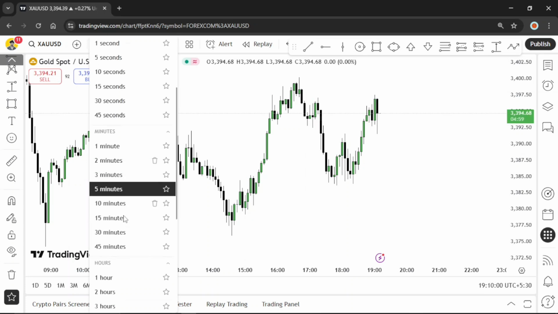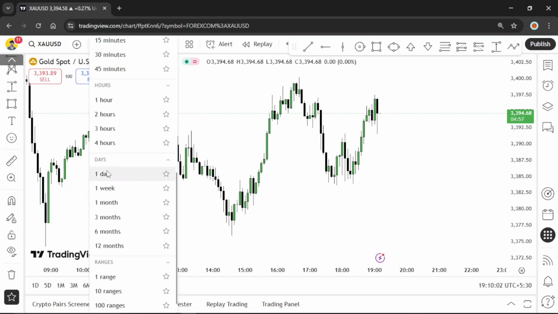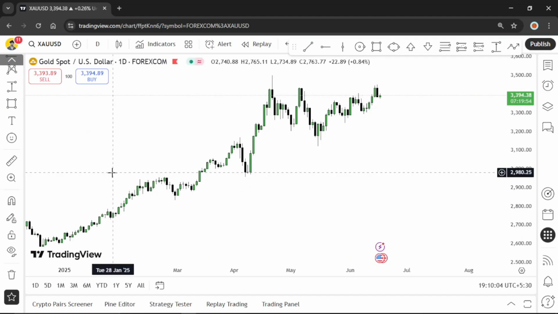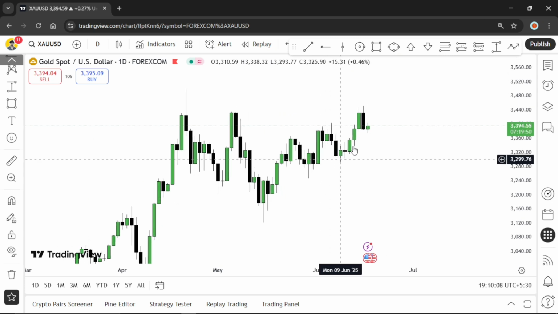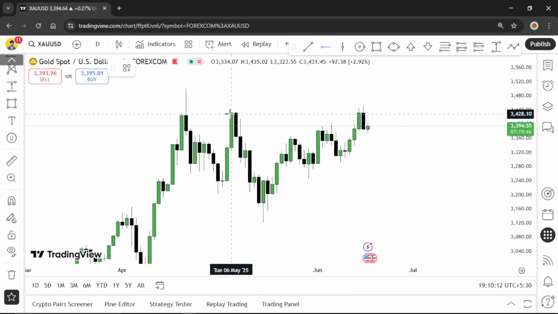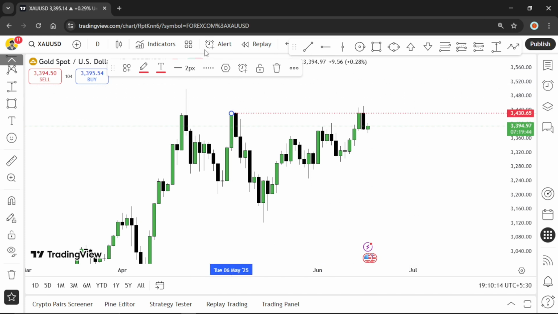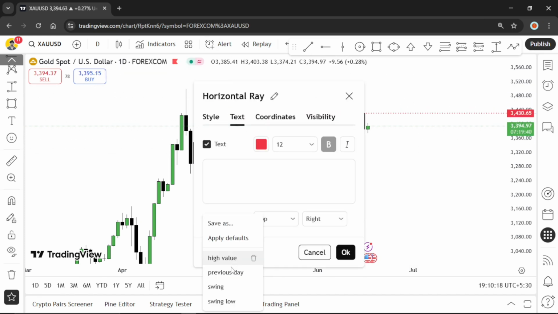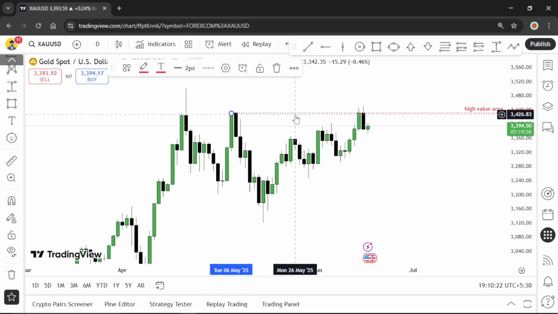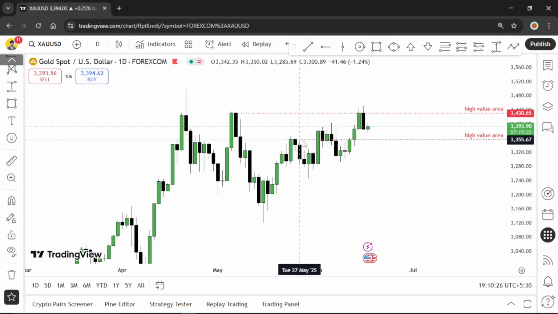So first of all, the same as I have been doing every day, I go to the daily time frame and mark some of the important areas, because the market has shown some movements or reactions in these particular areas. So I mark these areas as high value areas. Some of the high value areas I marked go up to here. These are the areas I marked.